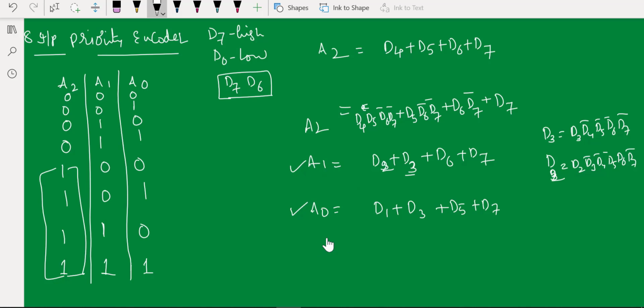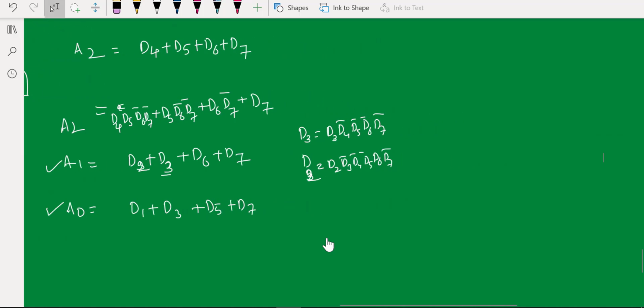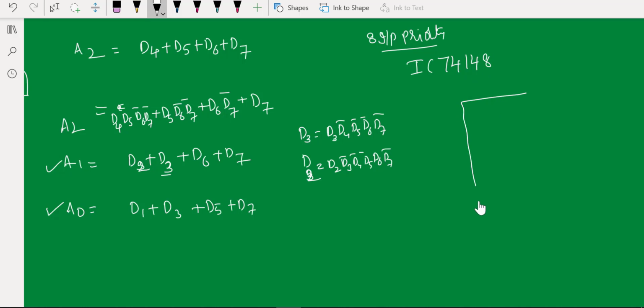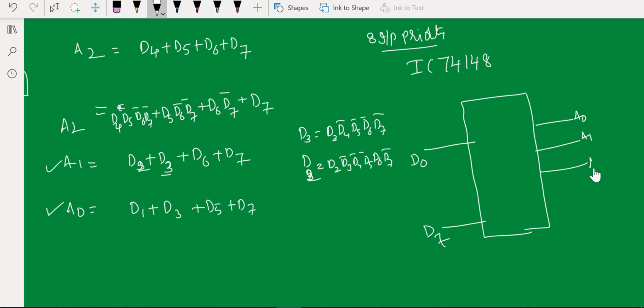So we are going to have an IC for this. For an 8 input priority encoder, we have the IC 74148. It is going to have a total of 8 inputs, D0 to D7, and you are going to have 3 outputs, A0, A1 and A2. This is your IC 74148 priority encoder.